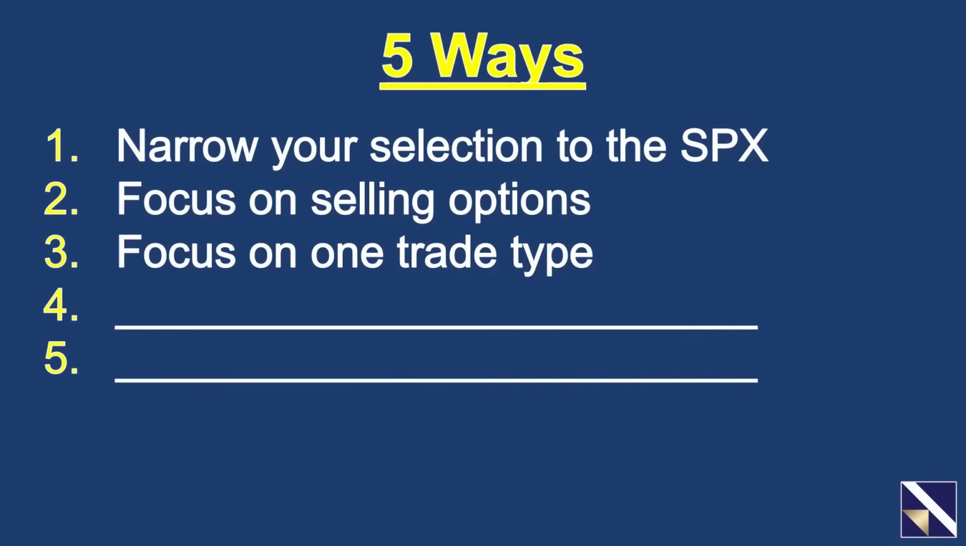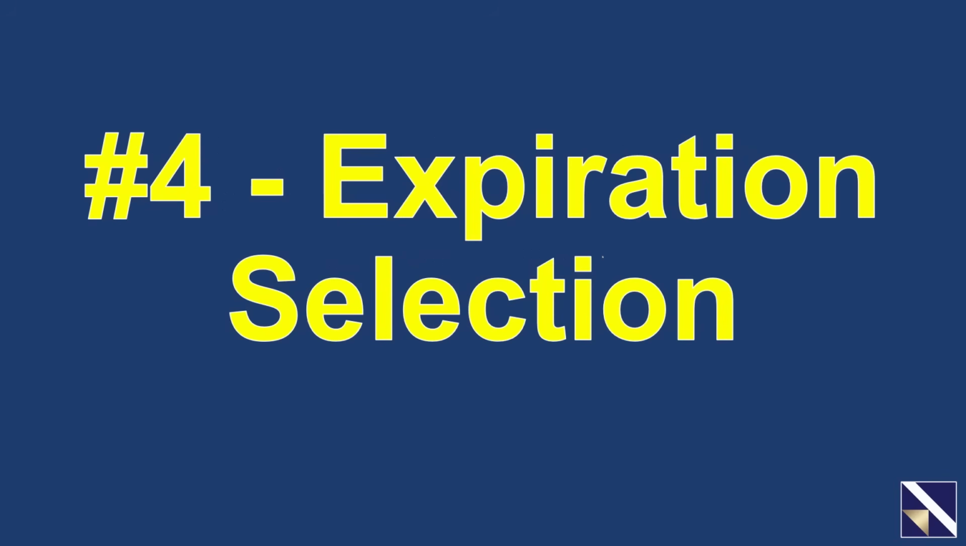Now, we've looked at the first 3 ways. Narrow your selection to the SPX. Focus on selling options. We sold a put and we simultaneously bought a put. That's called the bull put spread. Now, due to the current nature of the market, I'm just going to concentrate on bullish in this example. But again, when the market turns bearish, we would do the exact same concept. We would sell a call above the current market's price, go out a little bit farther, and buy a call as protection.